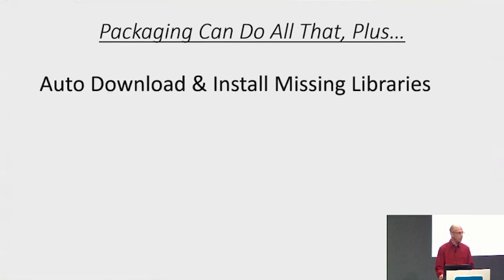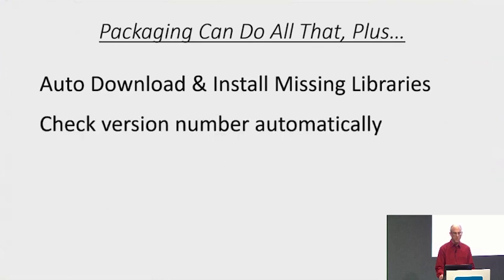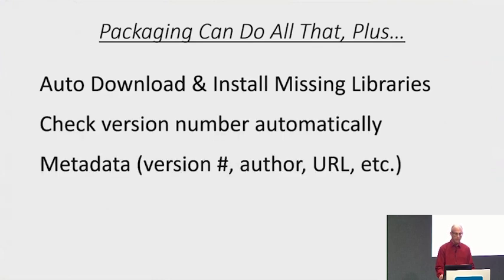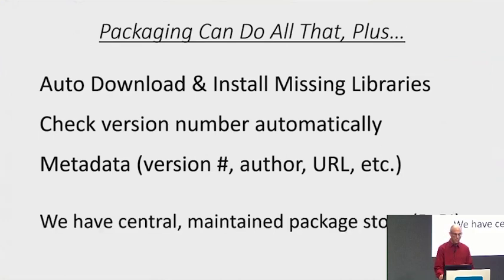If you're missing a library, it'll automatically download and install it. And that in itself is an achievement because originally it wasn't set up that way. It also checks a version number. There's metadata embedded in the distribution file, like who wrote it. And there is now a central maintained package store, the Python Package Index. That's the part that handles the automatic downloading and installing of required packages.